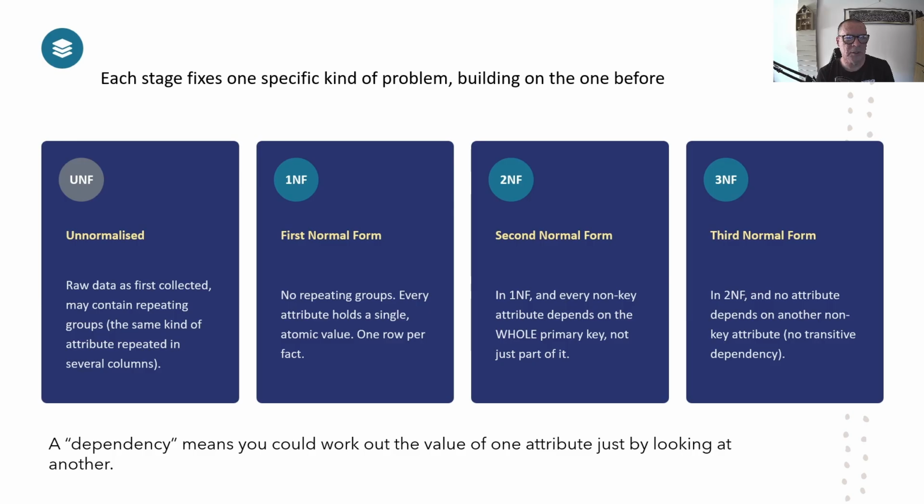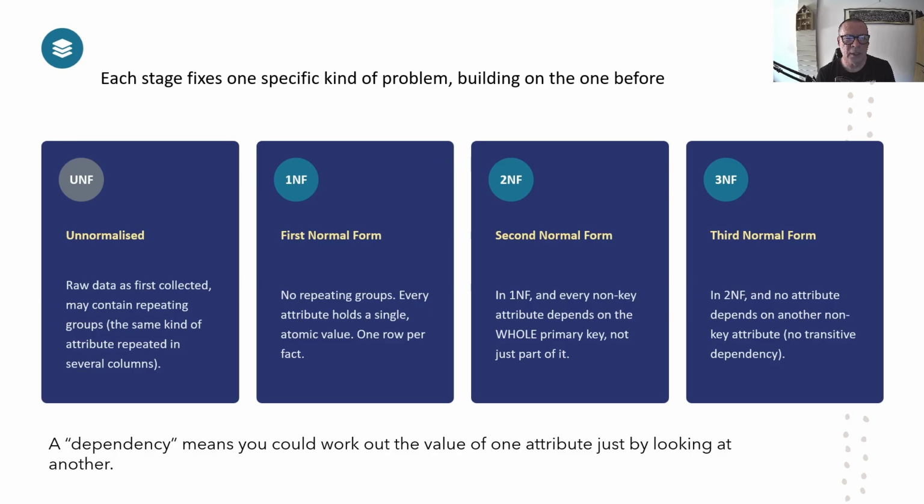So we start the process by checking if we can put it into first normal form. Now in first normal form, you can't have any repeating groups or repeating attributes. So every attribute would hold a single atomic value, one row per fact. If you had a list of hobbies, you couldn't have hobby 1, hobby 2, hobby 3, hobby 4 for a person. That's not allowed. You can't hold multiple facts like that on a single row.